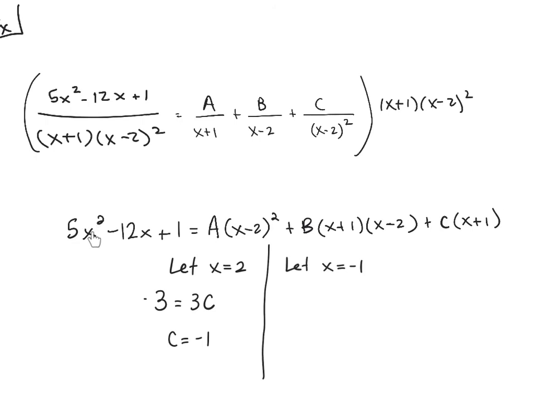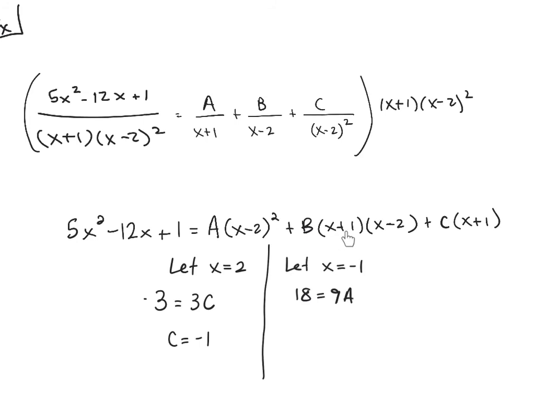Here, negative 1 squared is 1. 1 times 5 is 5. Negative 12 times negative 1 is positive 12. 12 plus 5 is 17. 17 plus 1 is 18. Here, negative 1 minus 2 is negative 3. Negative 3 squared is 9. 9 times a is 9a.